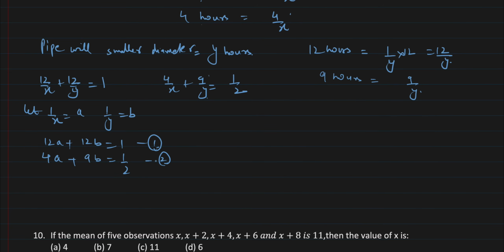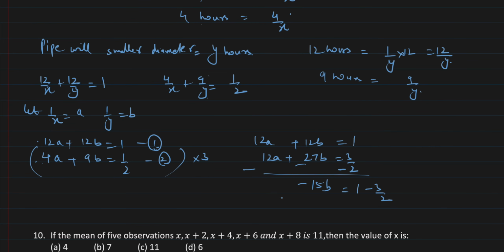That's your second equation. Okay, now we'll use the elimination method here to simplify it, because this is 12, this is 4 with a. So 4 into 3, if you do, it will become 12. So I'll multiply this by 3 and it will change as 12a plus 27b equals 3 by 2. And this one was 12a plus 12b equals 1. So subtract both of them. When you subtract both of them, you will get 27 minus this is minus 15b, 1 minus 3 by 2. Okay, so we will be getting minus 15b is equal to minus 1 by 2.